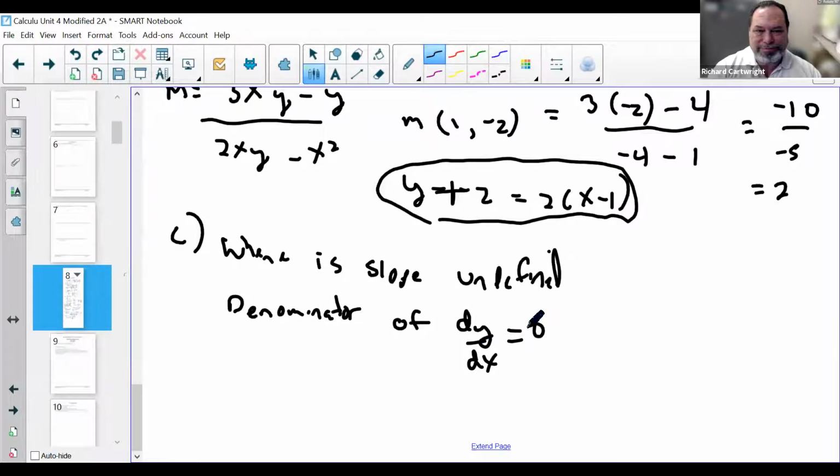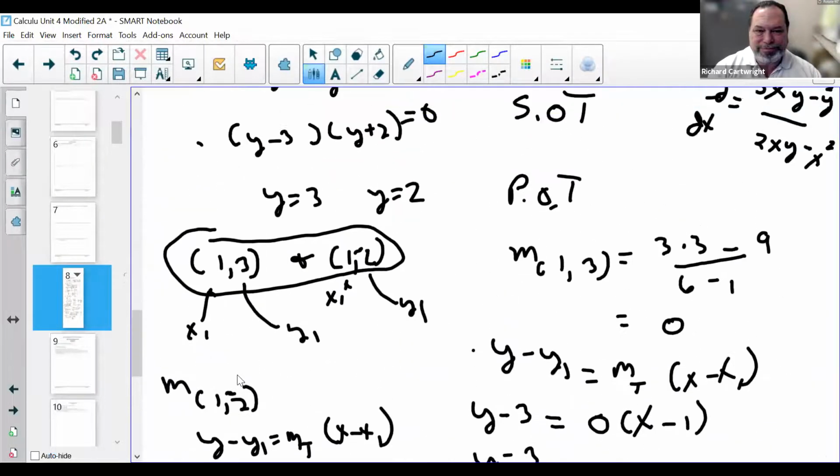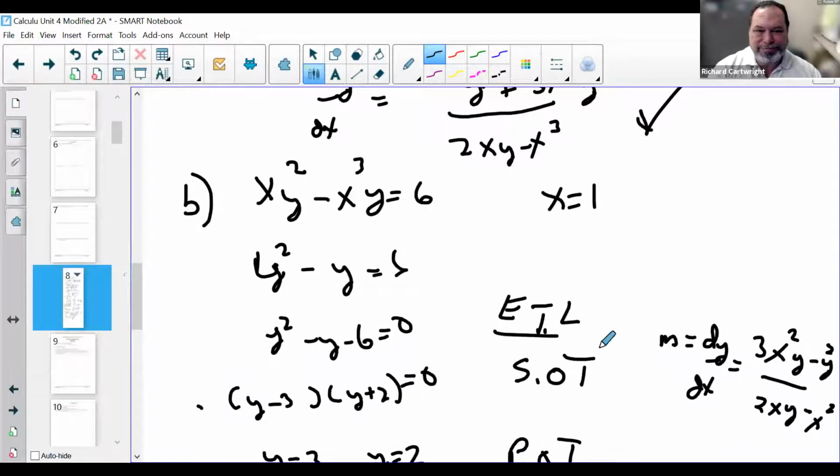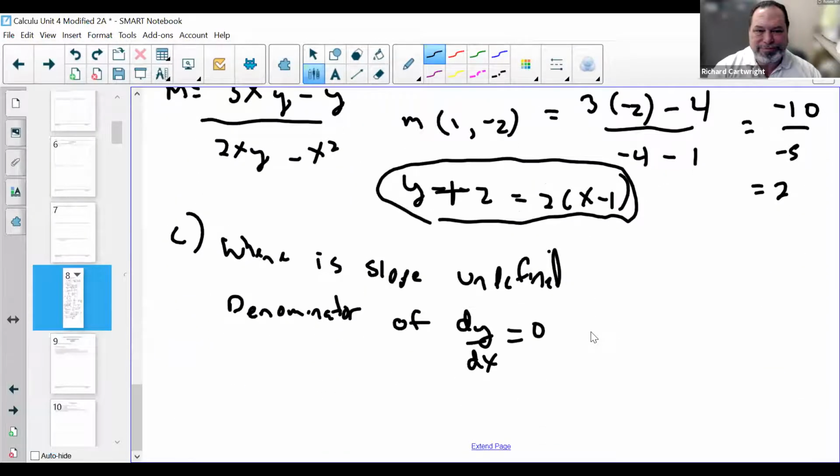So what was my denominator? Refresh my memory. Was it 2xy minus y squared? Is that what I heard Danielle say 100 times? I wrote it somewhere. Well, it's right here: 2xy minus x squared. I was close. So thus, 2xy minus x squared has to be 0. You following me? Yes, sir. So there could be a lot of points. So make an equation out of this.